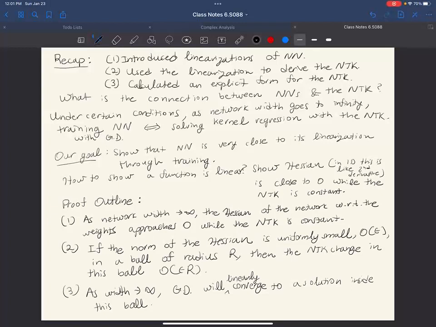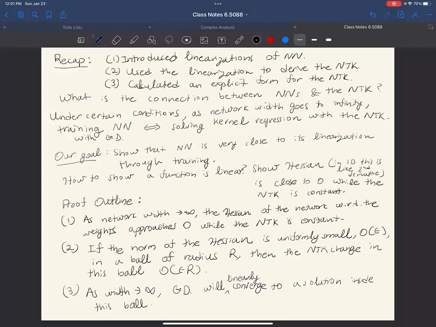The first thing is to show that the norm of the Hessian gets smaller and smaller, so the model itself at initialization becomes very close to its linearization as the network width grows large. The second step is to show that in some ball around the initialization, the norm of the Hessian is still small. And then the third step: the norm of the Hessian in this ball is still small, and the change of the NTK, if we were to find any solution in this ball, would still be extremely small. And then as width goes to infinity, we have to actually show that gradient descent converges to a solution inside this ball. So these are the three steps.